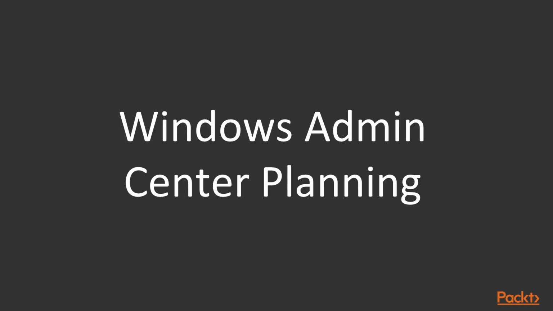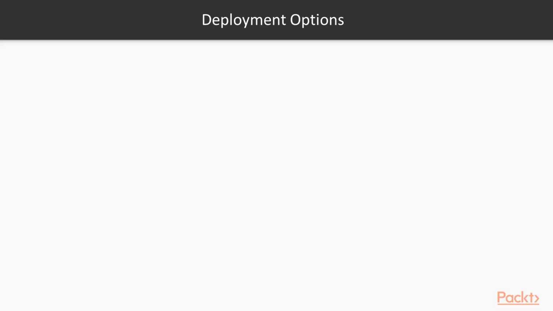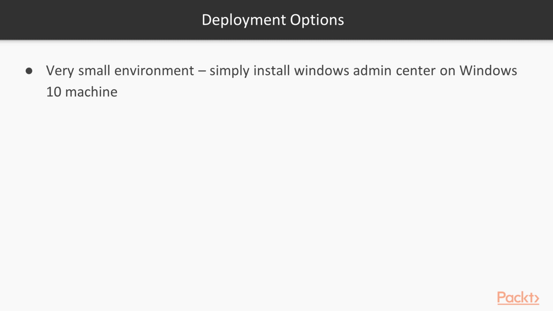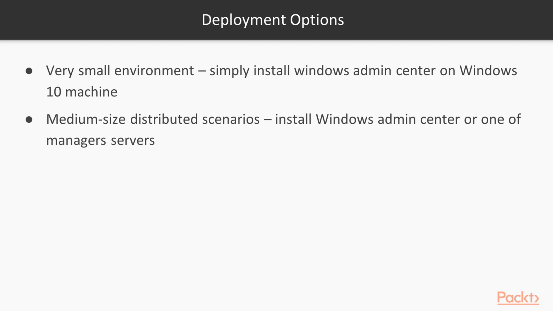Let's talk about how you plan for deploying Windows Admin Center in your environment. There are 4 deployment options. They are based on the size of your managed environment. How many servers do you want managed by Windows Admin Center? If you have a very small environment, for instance, or a branch office, you can simply do a small scale deployment on a Windows 10 PC. For medium-sized or distributed scenarios, you can actually install Windows Admin Center on one of the managed servers. I'll explain what that is in a few minutes.